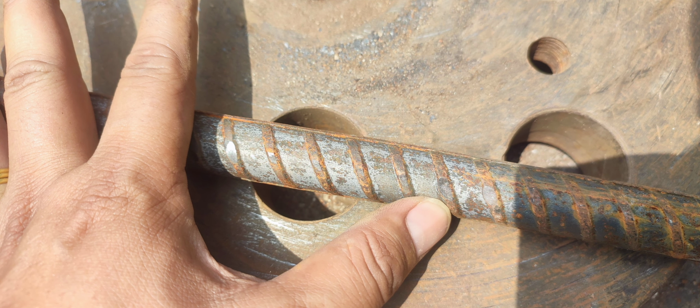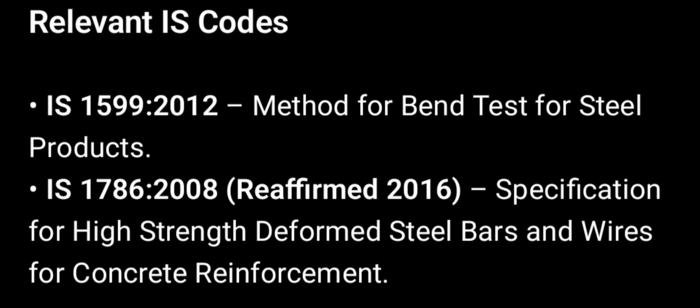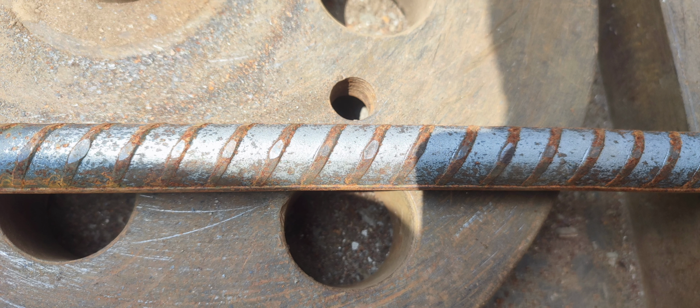In this video, we'll go step by step on how the bend test of reinforcement is done as per IS code, mainly IS 1599:2012 and IS 1786:2008, and understand why it's conducted in construction projects.